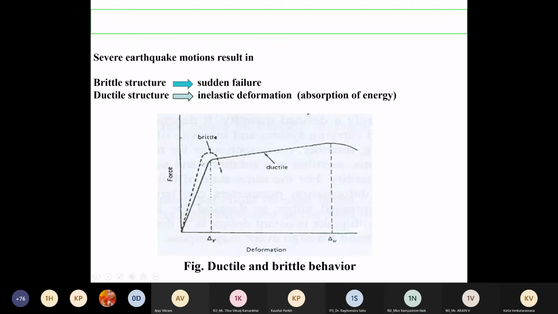This dotted line is a brittle structure, so failure is sudden, whereas this line shows the ductile structure. Ductile, so it undergoes large deformation before failure. So this is the displacement, deformation at yield, and this is at the ultimate.